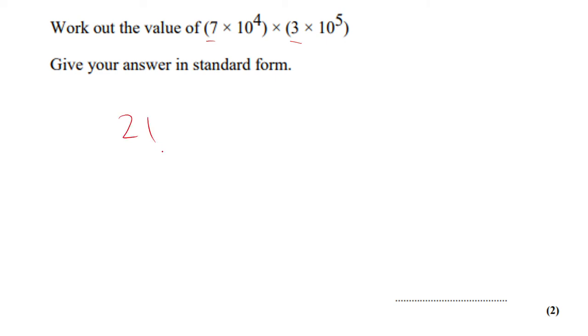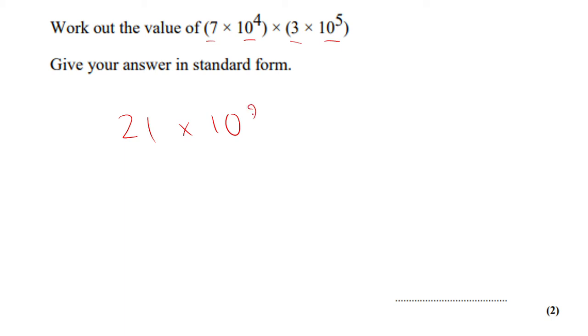And then I'll look at the second pair of numbers. So I'll multiply the two powers of 10. So it'll be 10 to the power of 4 multiplied by 10 to the power of 5. And when you multiply numbers which have the same base, you add the powers together. So it'll be 10 to the power of 4 plus 5, which is 10 to the power of 9. So we get 21 times 10 to the power of 9.